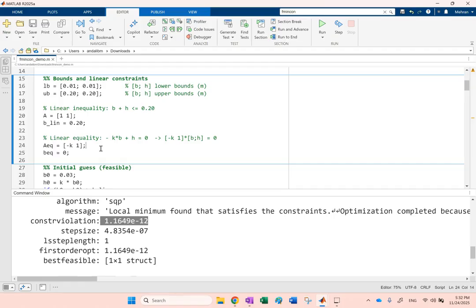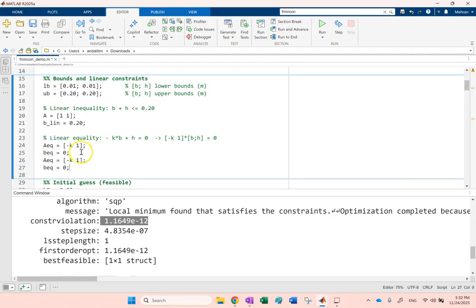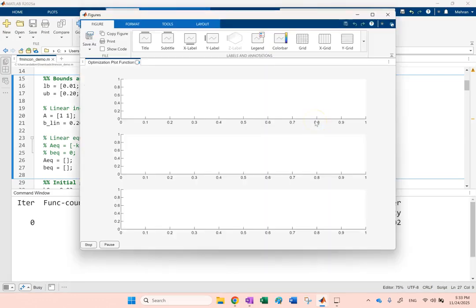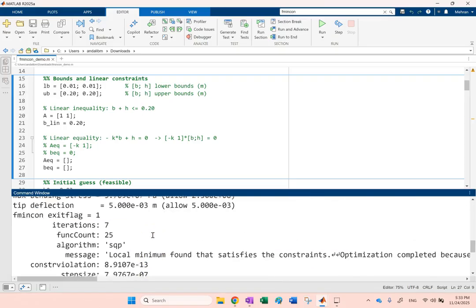Now, if I go ahead and get rid of the linear equality constraint that makes the problem very simple, what's going to happen here? So here, I'm going to comment these out and I'm going to make these empty brackets, right? So we don't have them. Now let's see what happens. Okay, still not bad. Took 7 iterations.